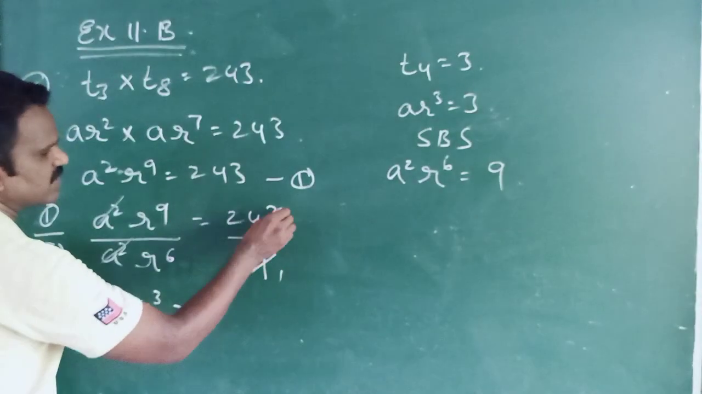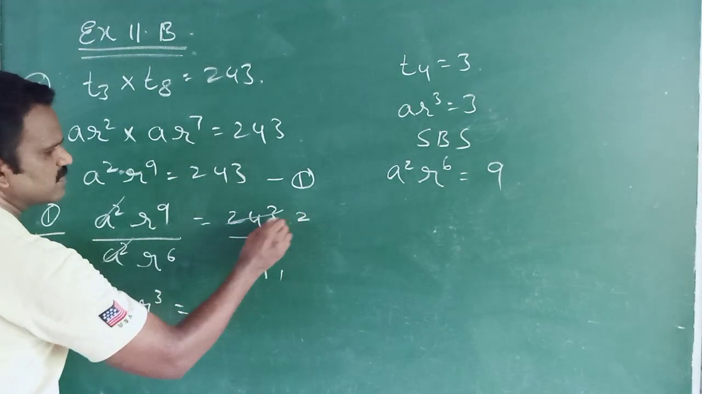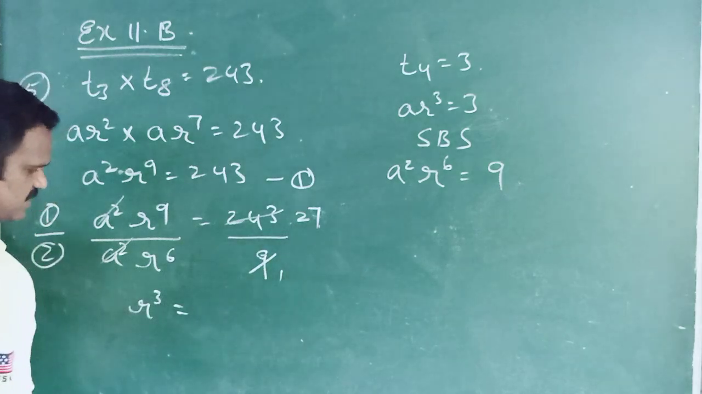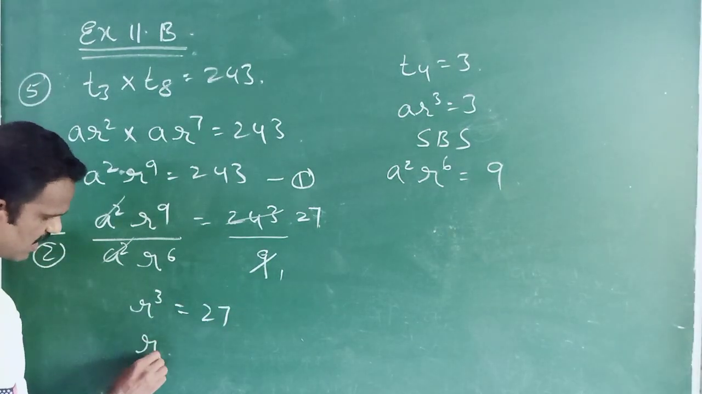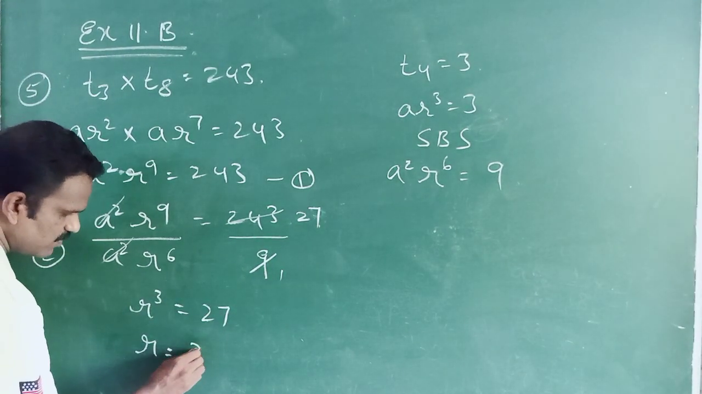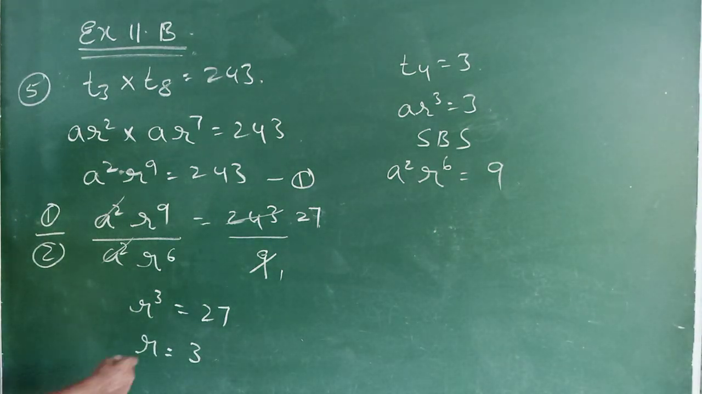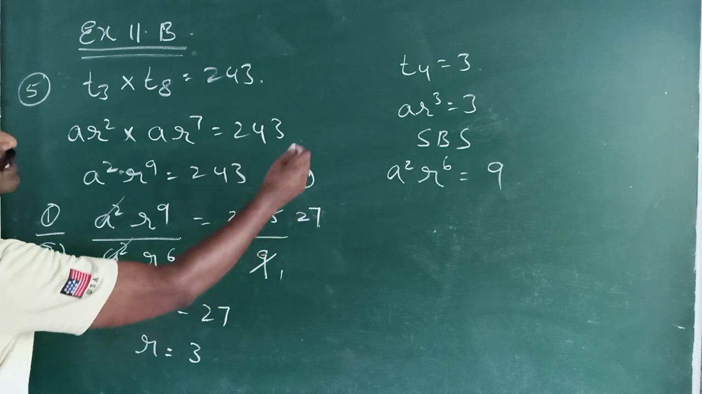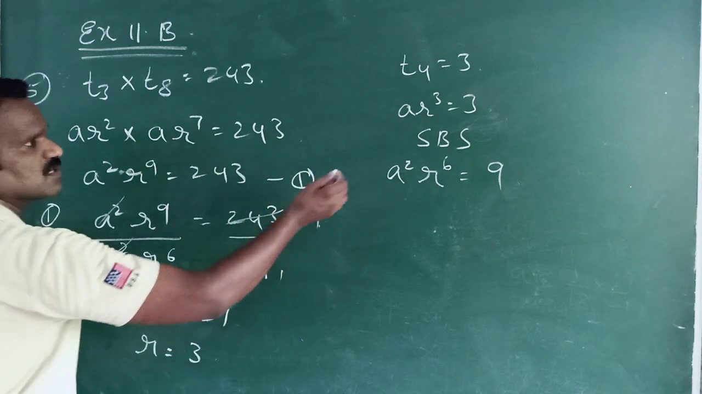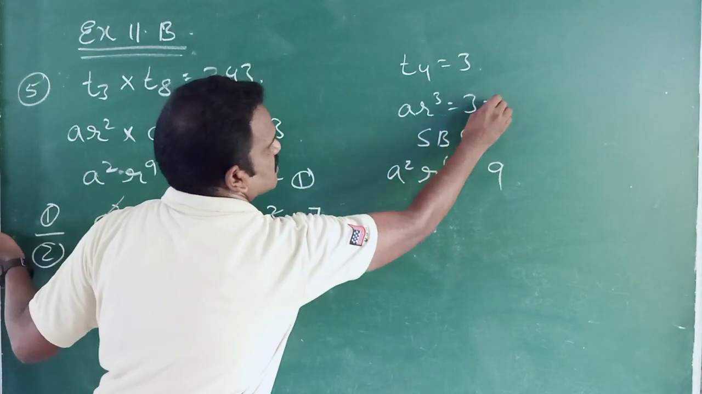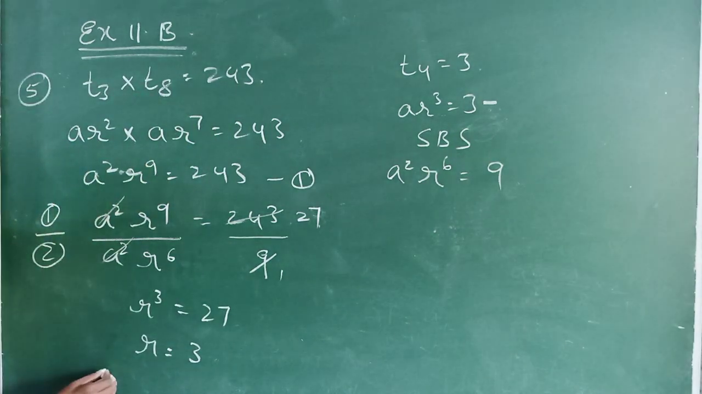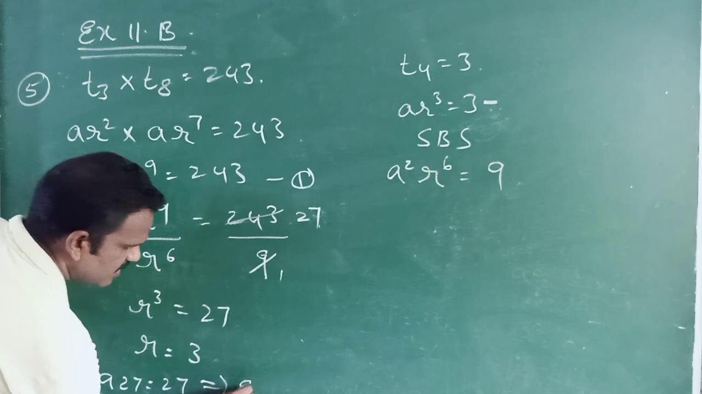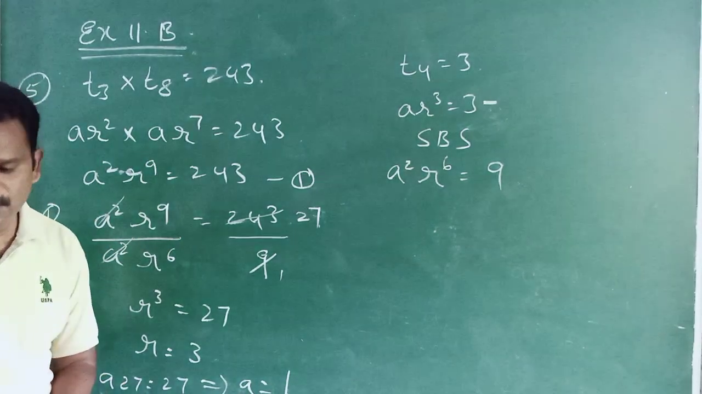How many times does 9 go into 243? 9 ones are 9, 9 twos are 18, 9 sevens are 63, 9 times 27 is 243. So R cube is equal to 27. R is equal to cube root of 27, so R is equal to 3. So we got the R value. After getting the R value, put it in the first equation or the second equation. Suppose we put it in this equation, AR cube: A into 27 is equal to 27, which implies A is equal to 1. A is equal to 1.